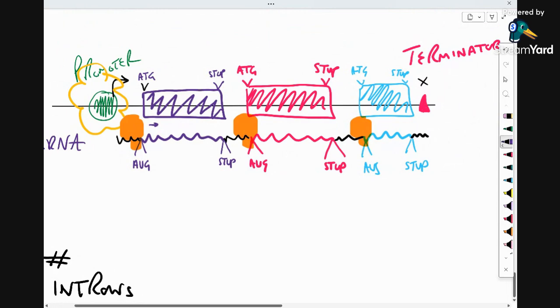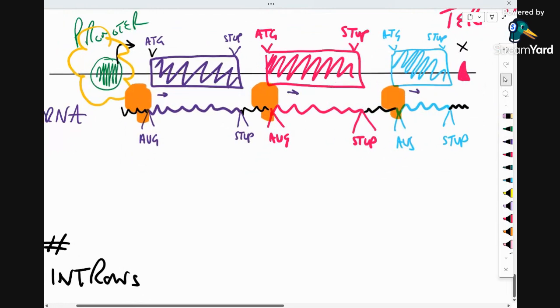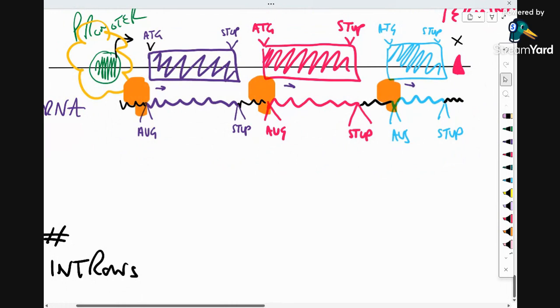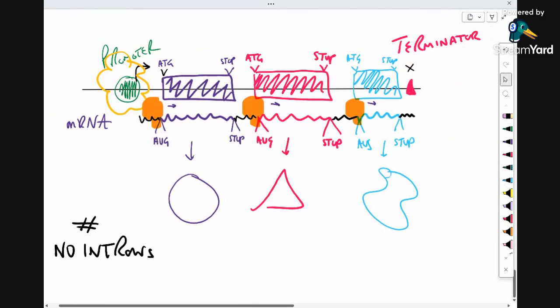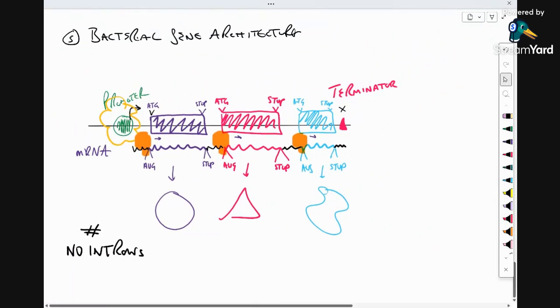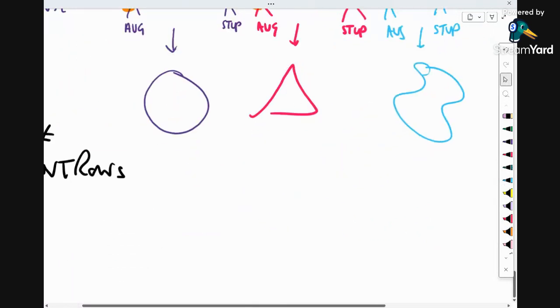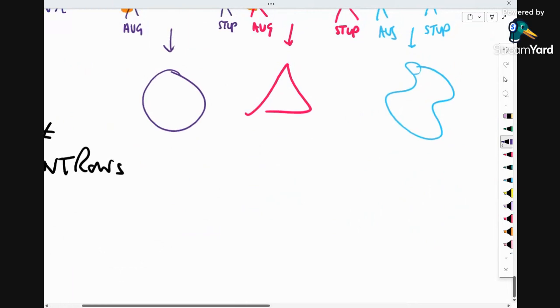And they're going to move in this direction, left to right, from the start codon to the stop codon, which is where they dissociate and fall off. And we therefore make protein A in purple, we make our protein B in pink, and our protein C in blue. The key point of this is that we have multiple genes under the control of a single promoter.